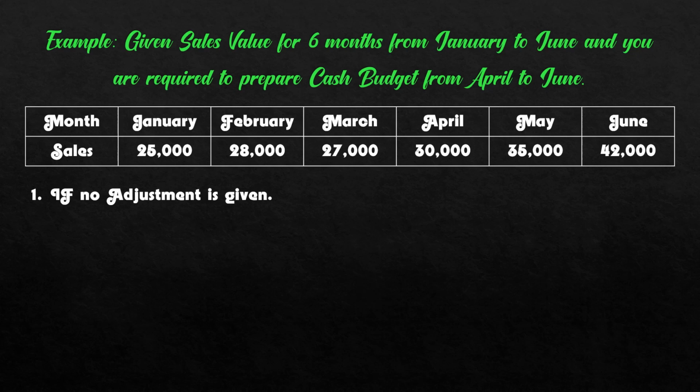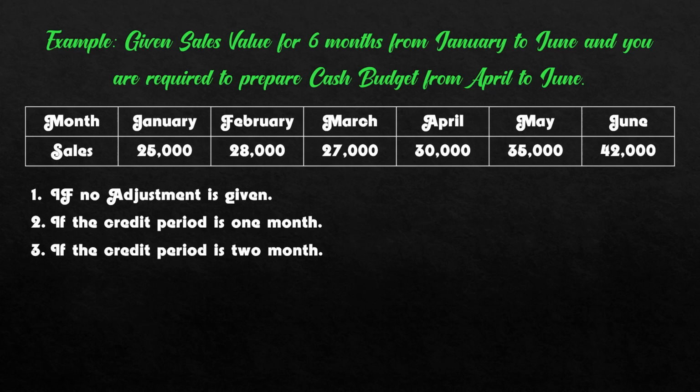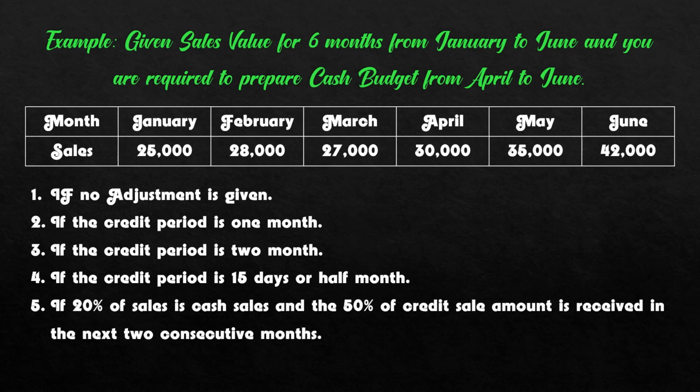So here we have different cases, right? That is what I told you about the credit period. If no adjustment is given, that is, no credit period is mentioned, that is one case. Or the credit period is 1 month, or the credit period is given as 2 months, or the credit period is given as 15 days or half a month, or 20% of sales is cash sales and 50% of the credit sales amount is received in the next 2 consecutive months. So these are the ways in which you get the information about the credit period. We'll see one by one what has to be done in each case, depending on what is given.